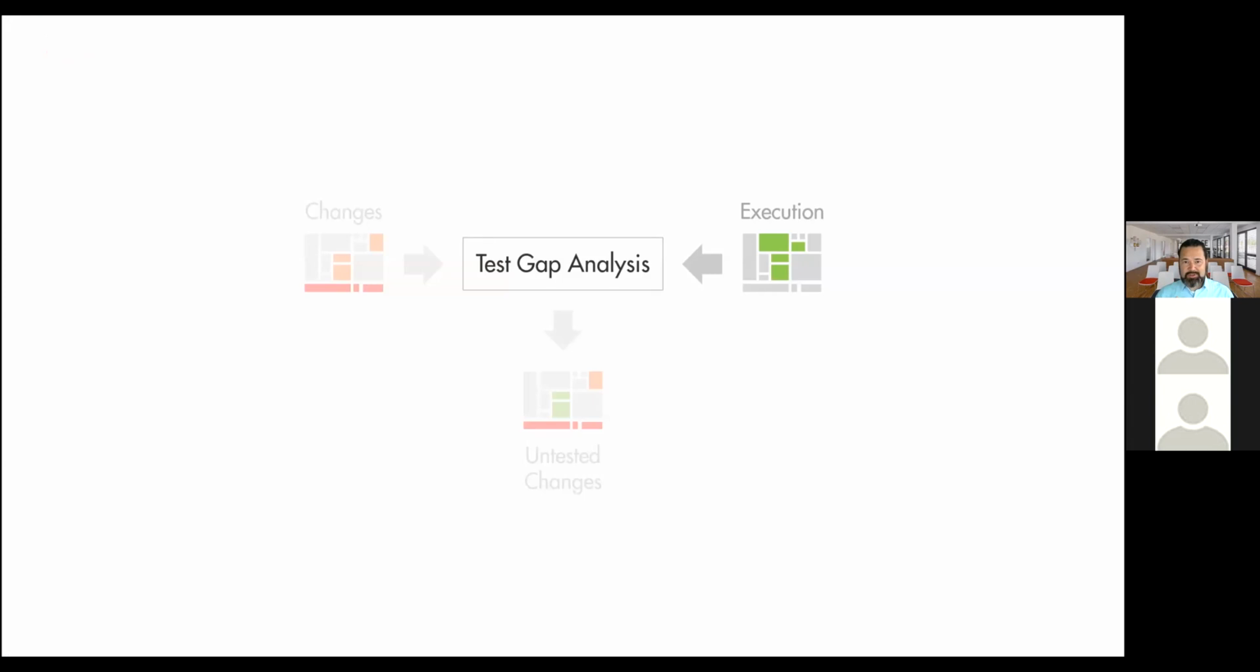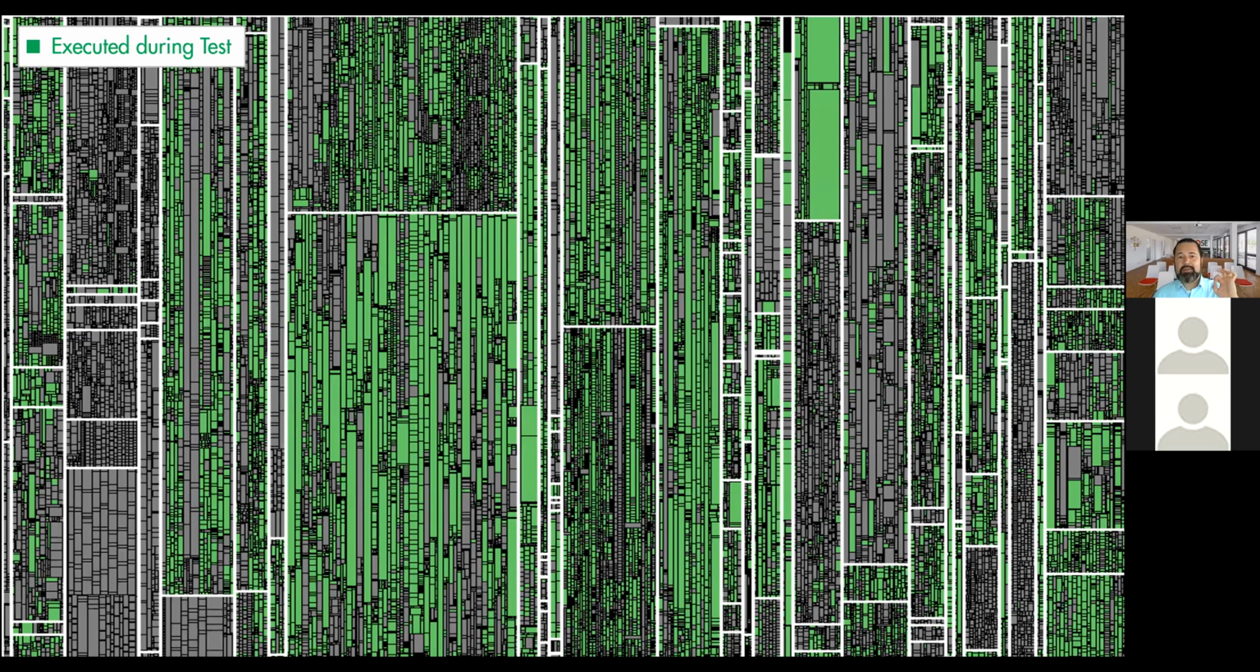I use the same visualization for test coverage information, and here we get this picture. Gray means not executed during testing. Green means executed during testing. And this map includes both manual and automated tests, and also aggregates across different test stages or test environments.